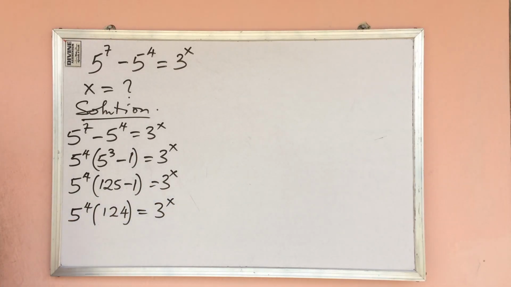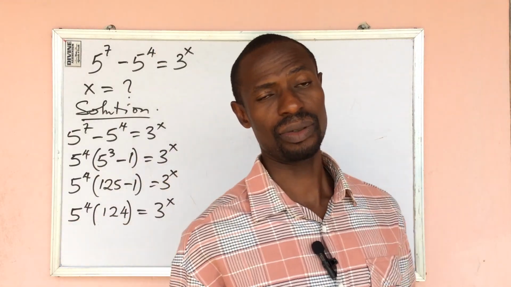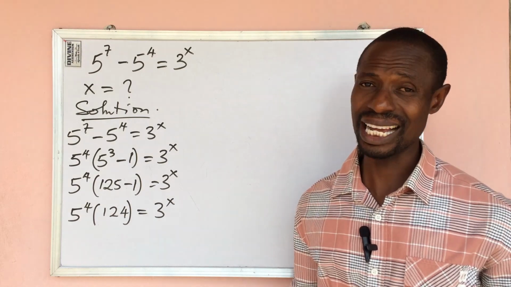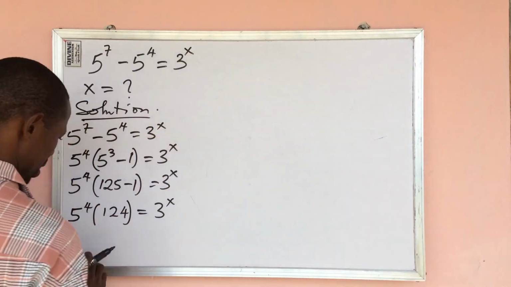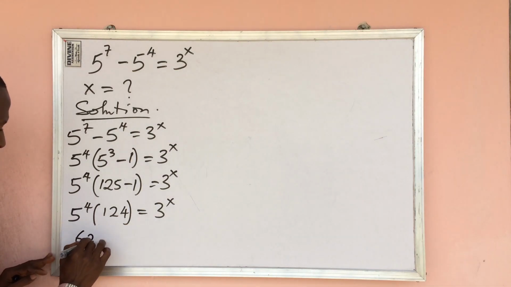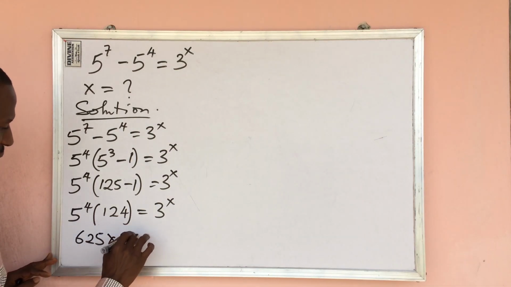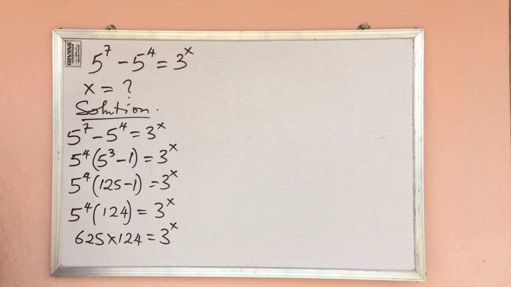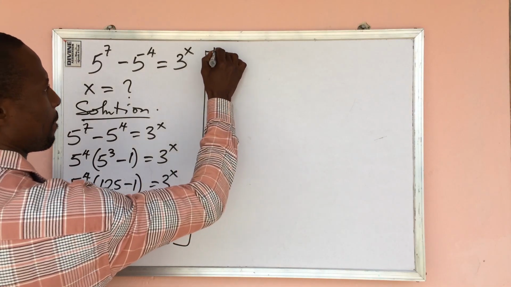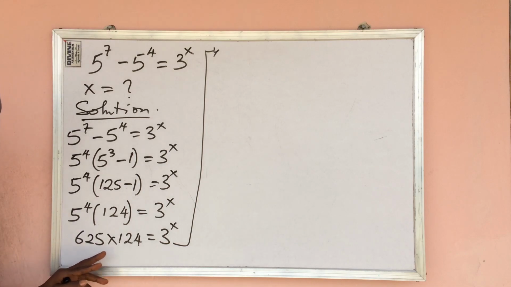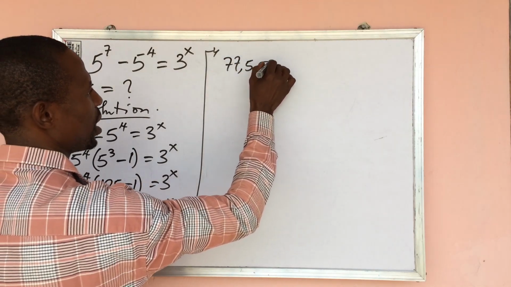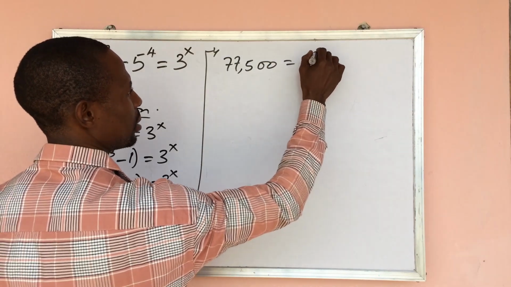At this point, we can open up this bracket. And before we do, what is the value of 5 to the power of 4? It means 5 times 5 times 5 times 5, which gives us 625. So we can now open this up to give 625 times 124 equals 3 to the power of x. We can now multiply these two numbers together, and this gives us 77,500 equals 3 to the power of x.